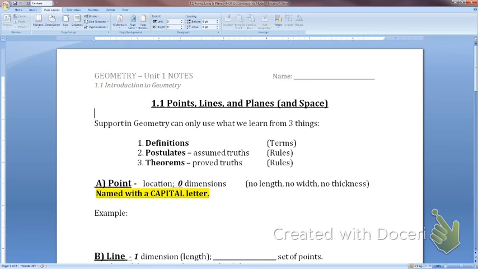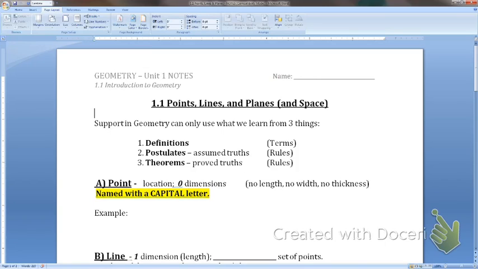If we are looking at these words here, it says geometry, we can only use what we learned from three things. Definitions, which are just vocabulary. Postulates, which are rules that we assume to be true. And theorems, which we have to prove to be true.